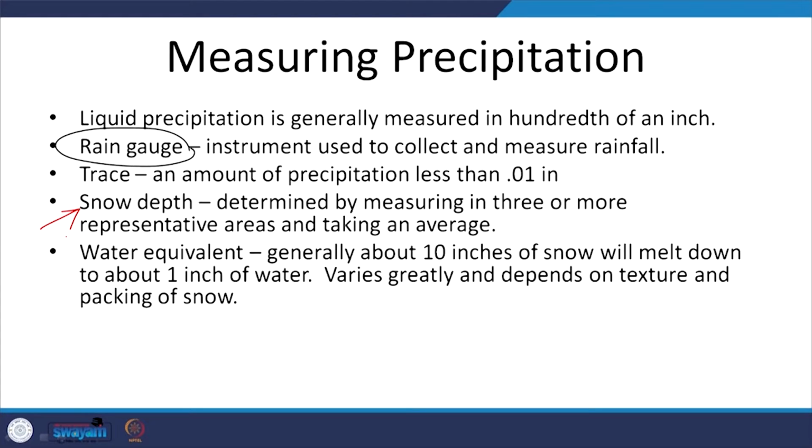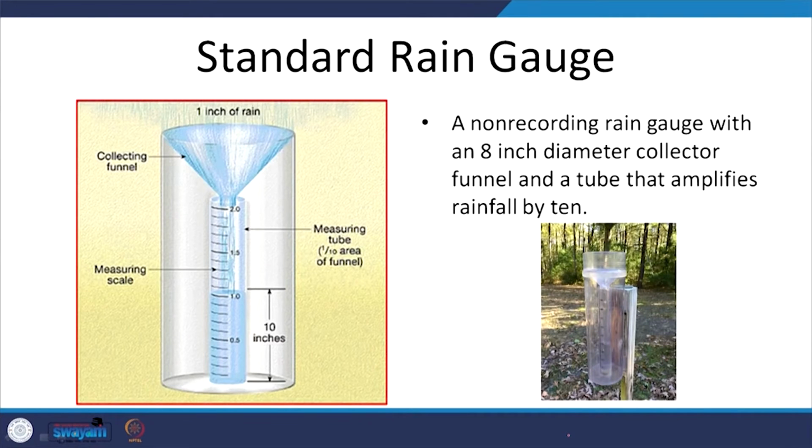Water equivalent: generally about 10 inches of snow in a calibrated area will melt down to 1 inch of water. This is a very usual conversion, and it varies greatly and depends naturally on the texture and packing of the snow. So, how do you pack the snow over 10 inches? If you keep compressing the snow, the conversion will be different, right.